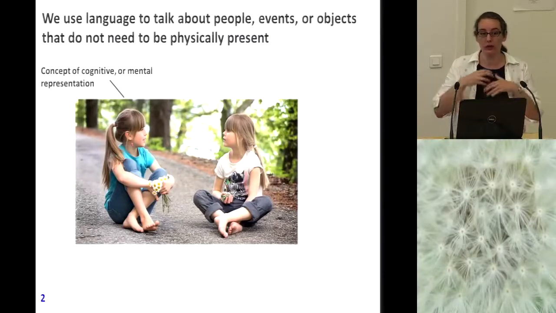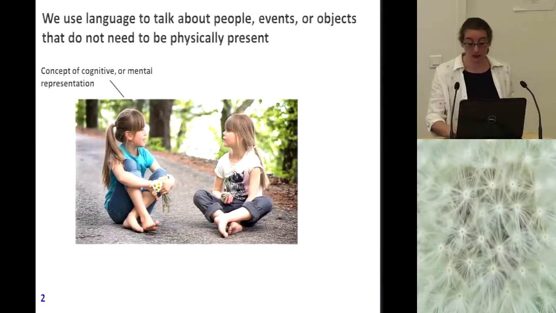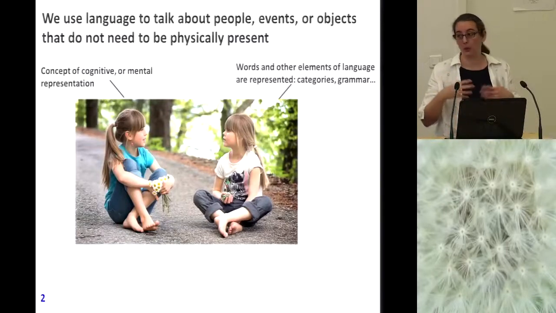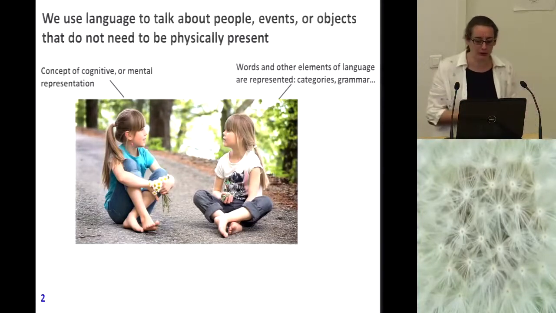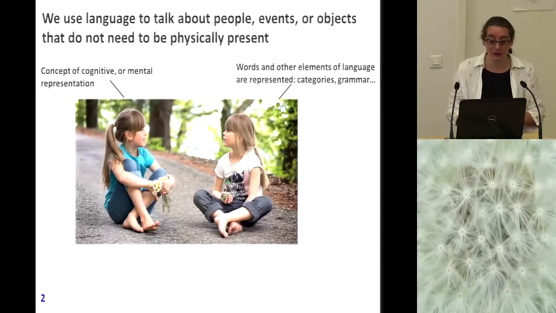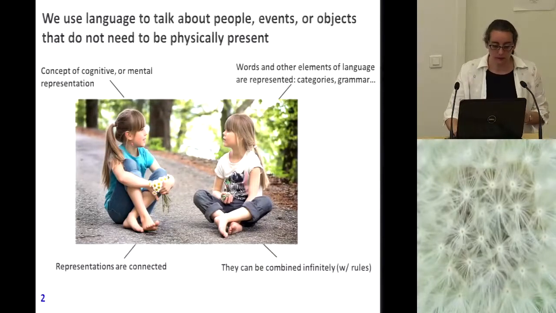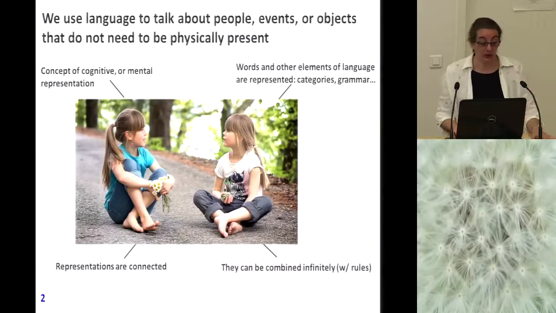So we use a lot of different types of mental representations all the time, and in the domain of language, we have representations for concepts, for words, and also for other elements of language, right? Some things that are smaller than the word, bigger than the word, such as categories, grammar, syntactic representations, and so on. And so what's important to know about representations is that they are connected with one another.